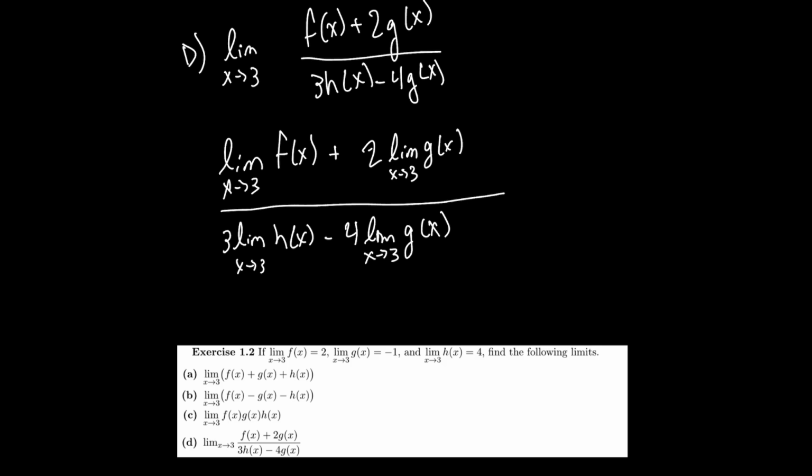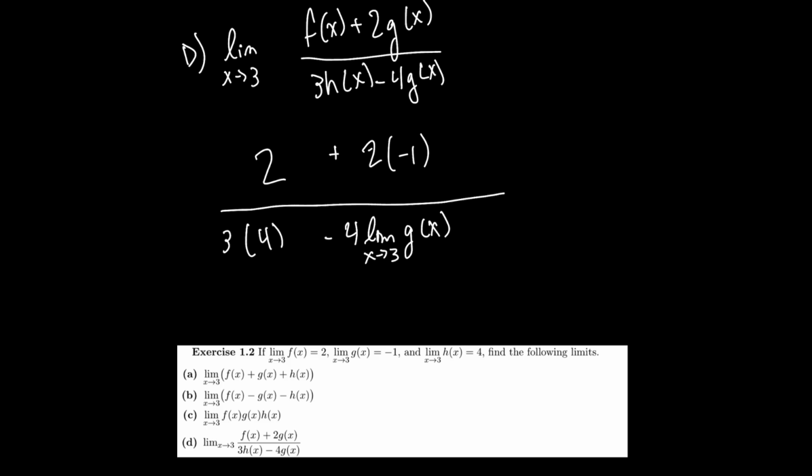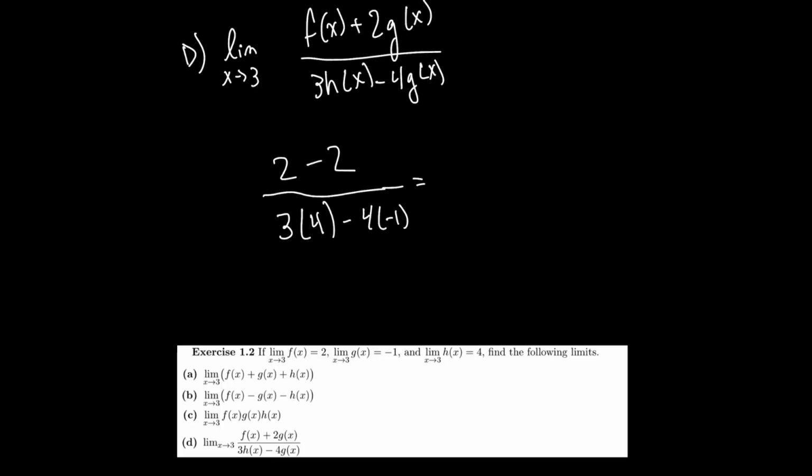So the limit as x goes to 3 of f of x is going to be equal to 2. 2 times the limit of g of x as x approaches 3 is going to be -1. 3 times the limit as x approaches 3 of h of x is going to equal 4. Minus 4 times the limiting value of g of x, which is going to be -1 again. Well, 2 minus 2 equals 0, and 12 minus -4 is going to be 16. However, this is just going to give us a limit of 0.